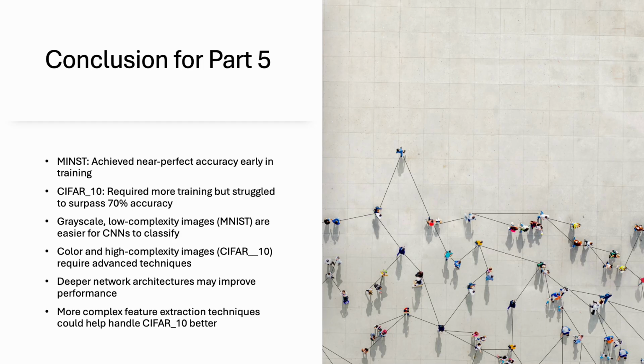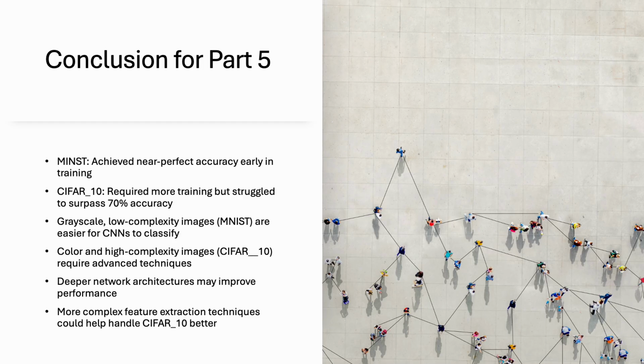The conclusion for Part 5. In Part 5, the comparison of CNN on MNIST and CIFAR 10 showed the significant impact of how complexity in a dataset affects model performance. While the CNN on MNIST was able to reach a near perfect accuracy within the early steps, the CIFAR 10 required more training, and even then, it struggled to move past the 70% accuracy.